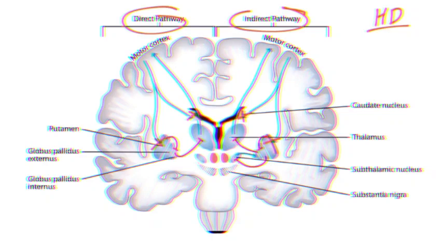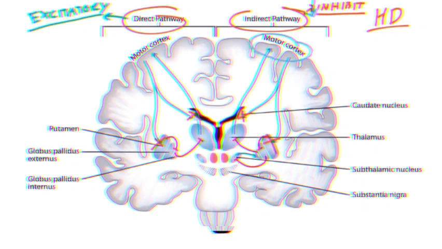Recall that the indirect pathway is mainly inhibitory, while the direct pathway is mainly excitatory. So in Huntington's disease, we are affecting both the excitatory component of the basal ganglia as well as the inhibitory component of the basal ganglia. So damage to the indirect pathway will cause loss of inhibition, so we'll have decreased inhibition, which leads to the cortex being overstimulated, which results in the jerky movements known as chorea in Huntington's disease.